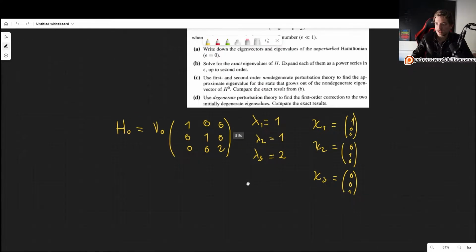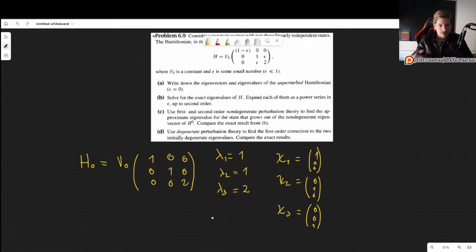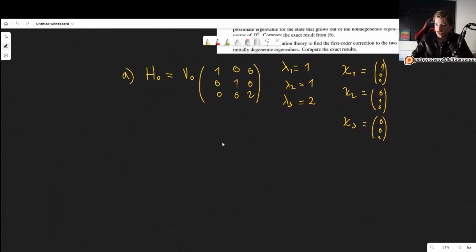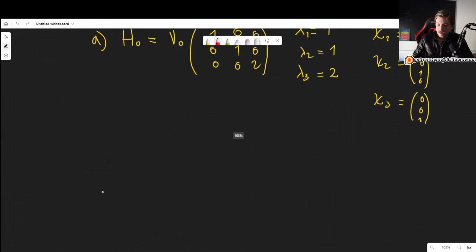So as you can see, part A is very easy because the matrix is already diagonalized. If it hadn't been, then we would have had to diagonalize it, which is what we will do in part B. So that was part A. In part B, it says solve for the exact eigenvalues of H, expand each of them as a power series in epsilon up to second order. So let's now solve this exactly.